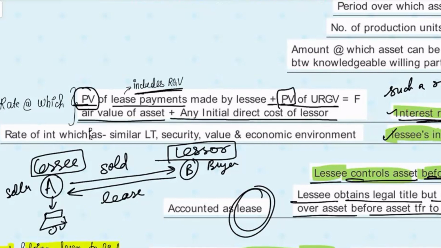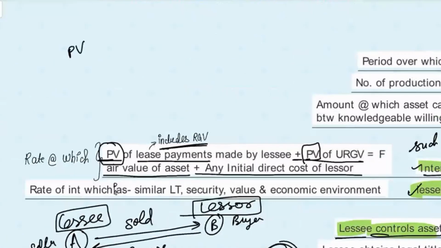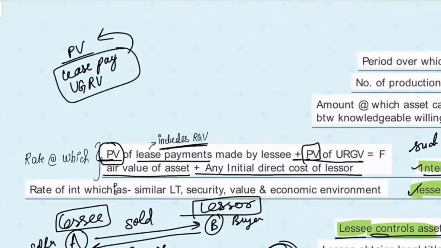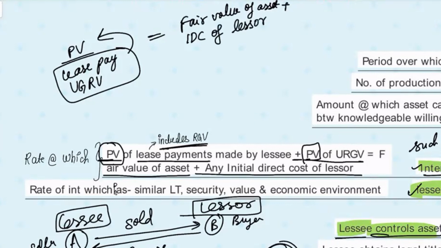So it is a rate at which what happens? If you take the present value of all your lease payments and your unguaranteed residual value, the present value of this, at that rate, is going to be equal to the fair value of the asset in the market plus any initial direct cost of lessor, if there is any initial direct cost of lessor.